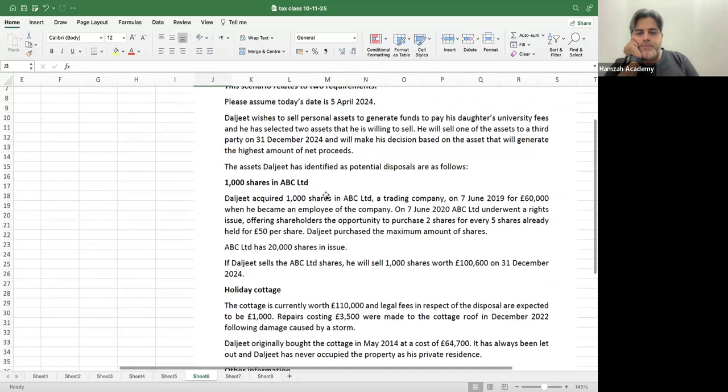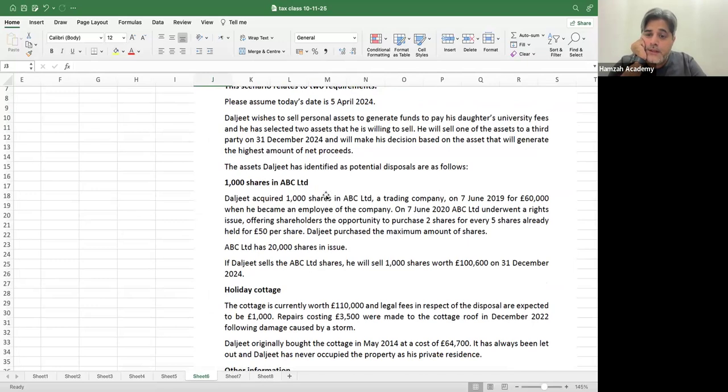Daljit wishes to sell personal assets to generate funds to pay his daughter's university fees, and he has selected two assets that he is willing to sell. He will sell one of the assets to a third party on 31st December 2024 and will make his decision based on the asset that will generate the highest amount of net proceeds. The assets he has identified as potential disposals are as follows.